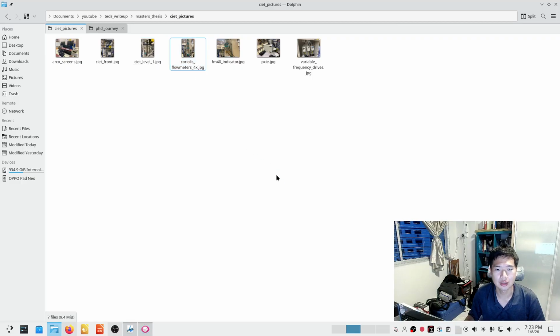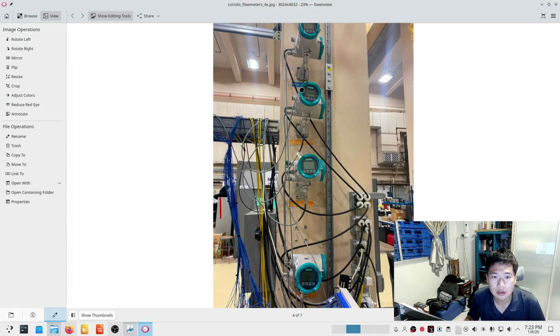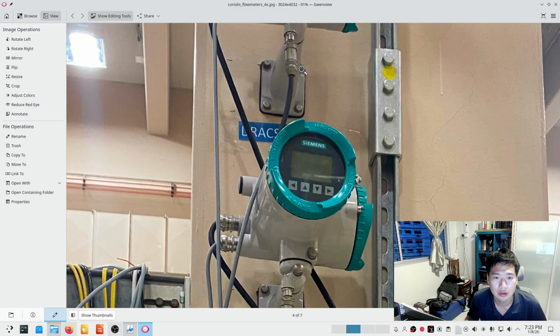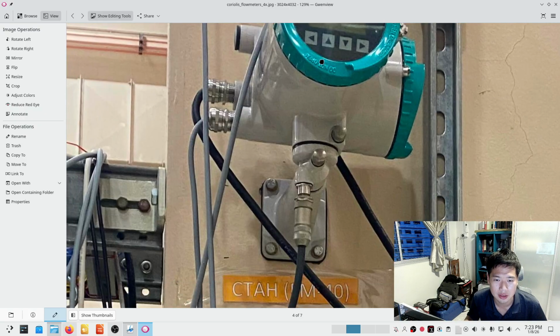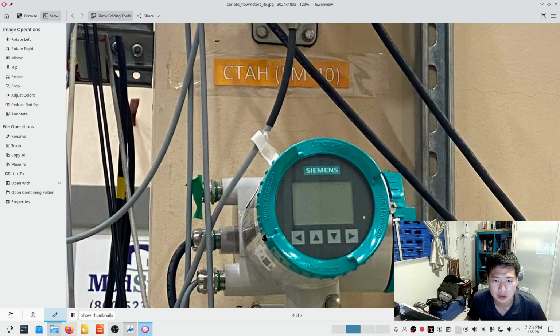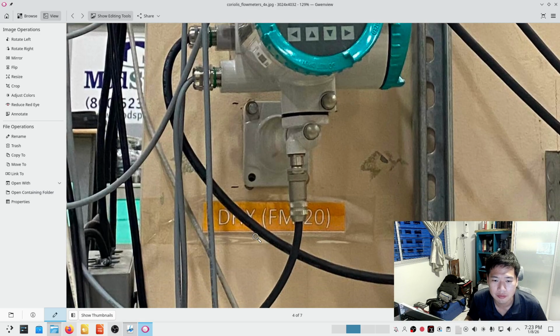For flow meters, the indicators are over here. Okay, the Drex flow, the Cheetah flow. You can see the Drex flow here. These are Siemens Coriolis flow meters. They are currently powered off.